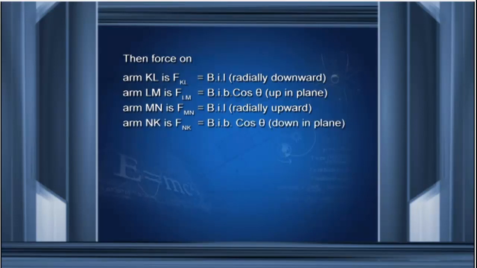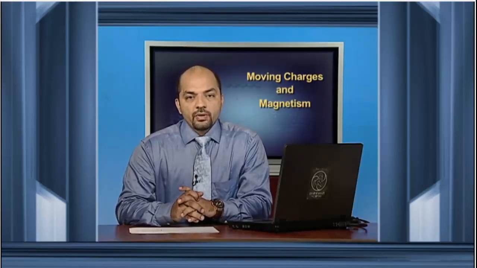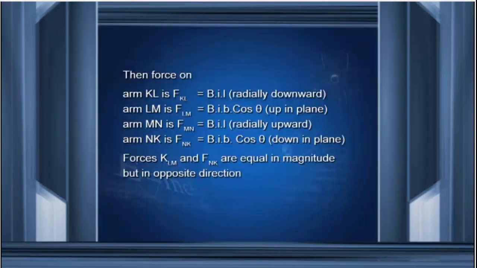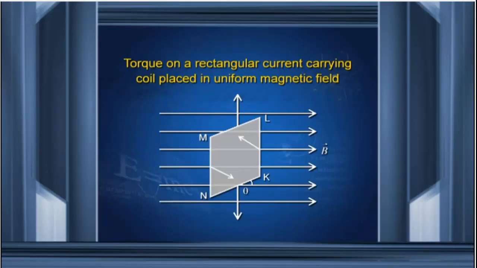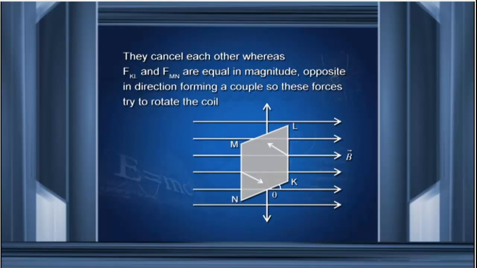And on arm NK, F_NK equals BIb cos theta. Once again, using the same rule, we obtain the direction as downward in the plane of the paper. From the situation, it is very clear that forces F_LM and F_NK are equal in magnitude but opposite in direction. So they cancel each other, whereas the forces F_KL and F_MN are equal in magnitude and opposite in direction. These two forces are forming a couple.